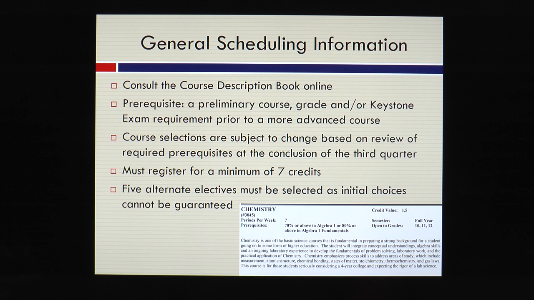As a rule of thumb, you must select a minimum of 7 credits. And then you'll see at the bottom right hand of the front page of the course selection sheet that there's an area reflected for 5 alternative backups. Given that the review of the prerequisites and the courses are not absolutely guaranteed, we highly recommend that students do take some time and consider some backup electives in the event that their first choice is unavailable.